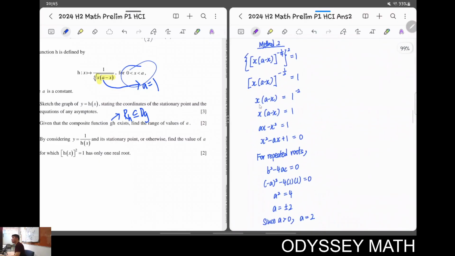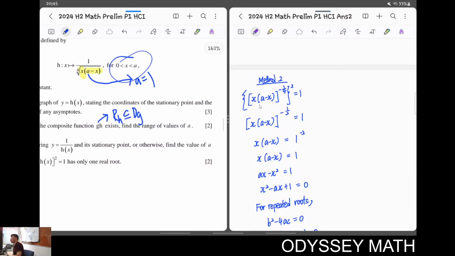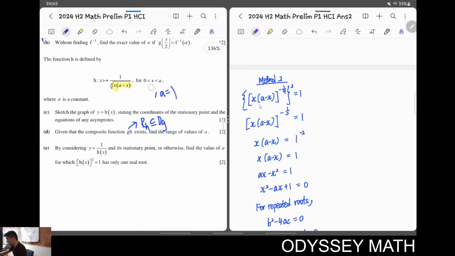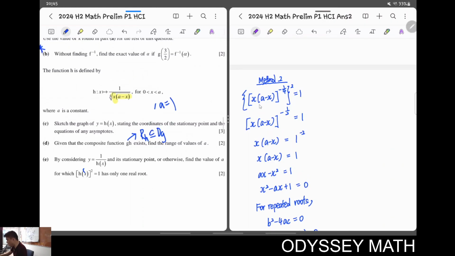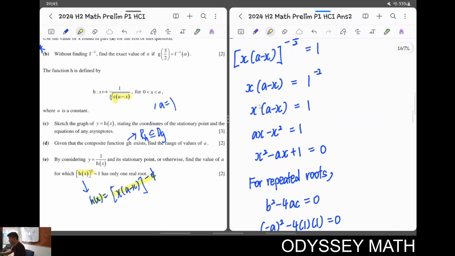Now for the typical method, if you are not confident on doing that, then what do we do? We simply do the algebraic method. So h(x) here is actually just equals to (x(a - x))^(-1) over 4. So we plug this in here and then we square it. Okay, we do the indices and then we write it in ax squared plus bx plus c form.